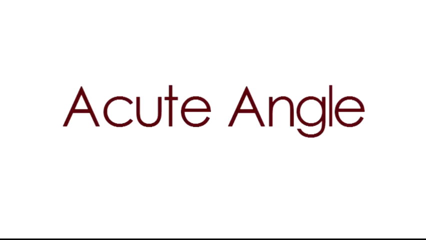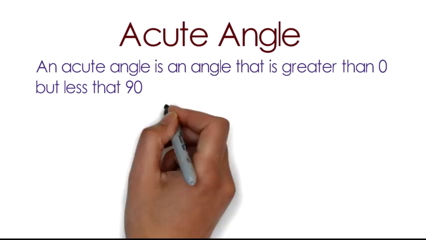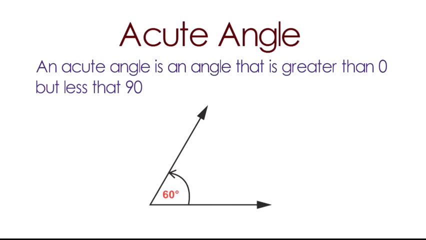We will start with acute angle. Acute angle is an angle that is greater than 0, but less than 90. The diagram below is an acute angle, with the angle 60 degrees. This angle, 60 degrees, is greater than 0, but less than 90.